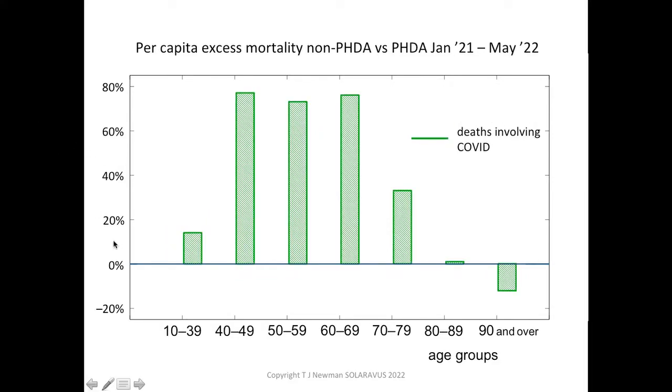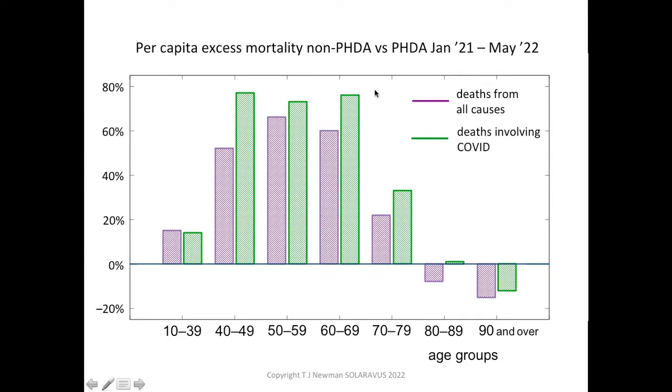For COVID, it's even more stark. We find that even individuals in their 80s have a slightly higher mortality compared to their peers in the PHDA group. I'll show the deaths from COVID alongside the deaths from all causes. These green bars above the line, the excess mortality, account for 99% of the non-PHDA group. So in terms of deaths involving COVID, 99% of individuals in the age groups of non-PHDA have higher mortality relative to their peers in the PHDA.